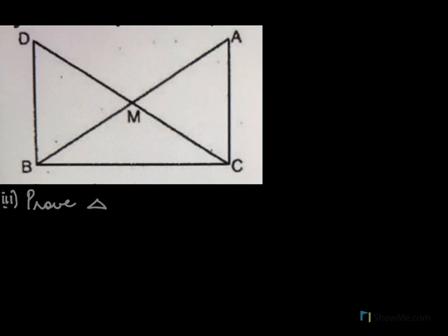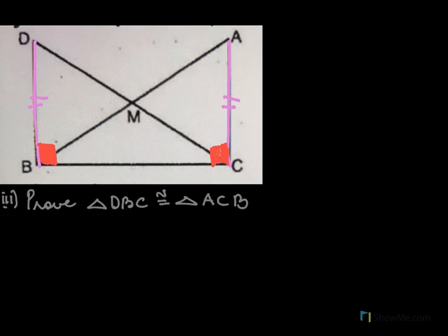The third thing that we need to prove is that triangle DBC is congruent to triangle ACB. Let's mark what we know first. We already know that these two are equal. We already showed this was equal to this. We already proved this earlier. We already showed that this was 90 in the earlier one, and this is also 90, as we have shown. And you definitely know this is common. Here I have this common.